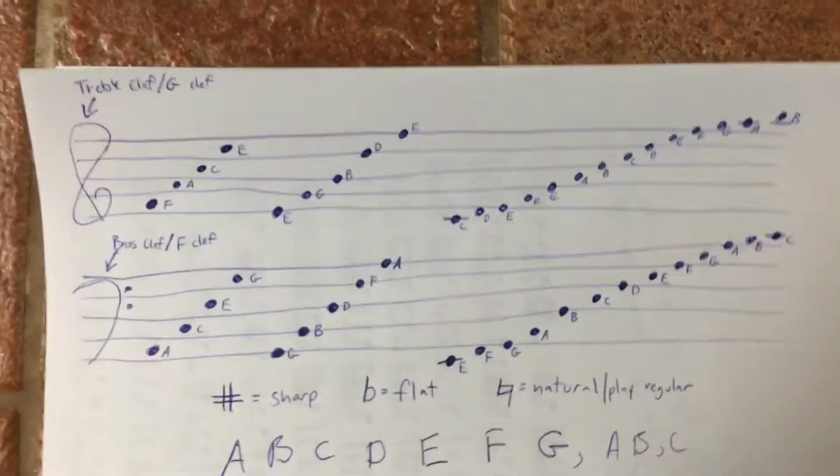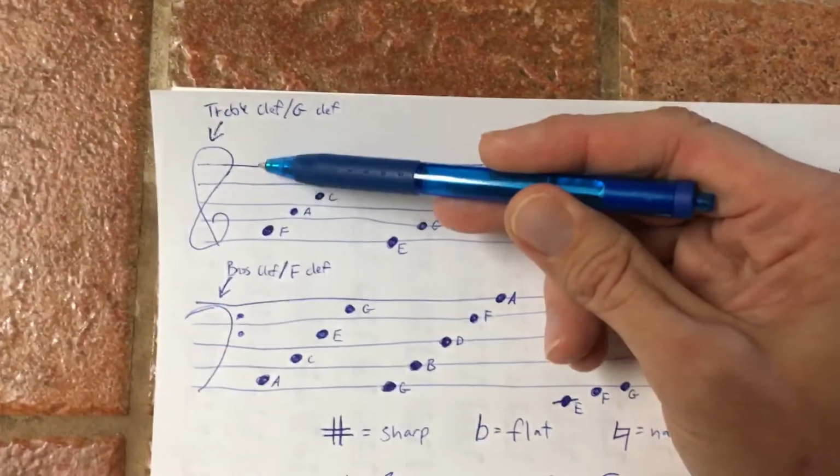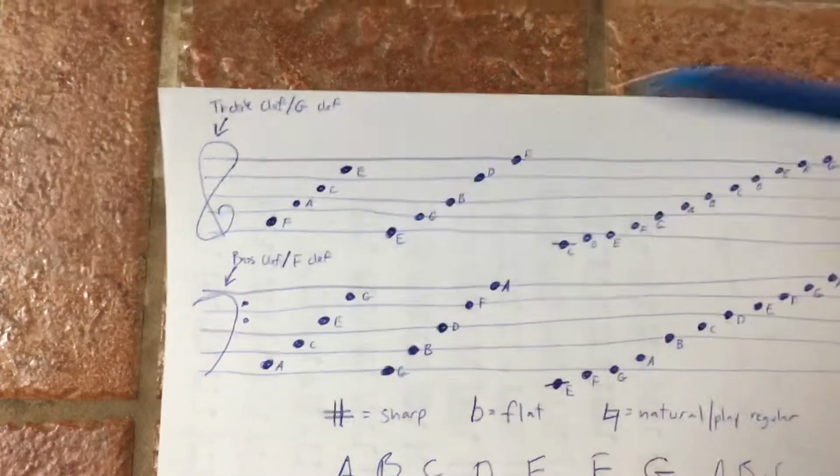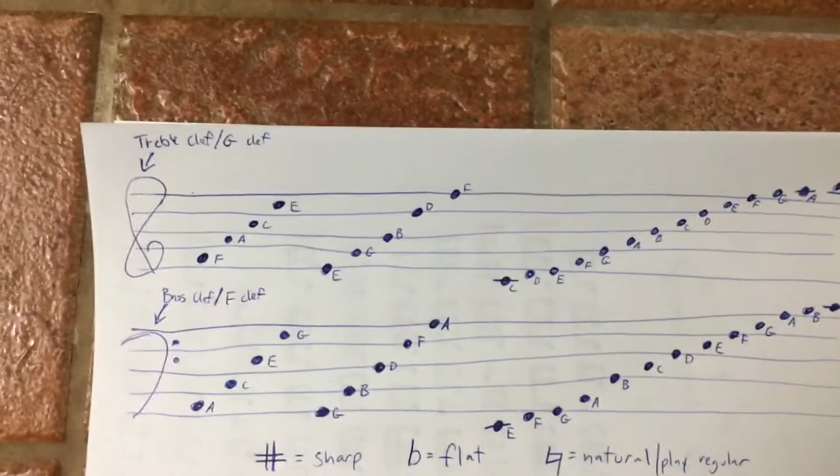So this is the staff, guys. We call this the staff. The staff is the 5 lines. 1, 2, 3, 4, 5. Music notation is written on 5 lines.